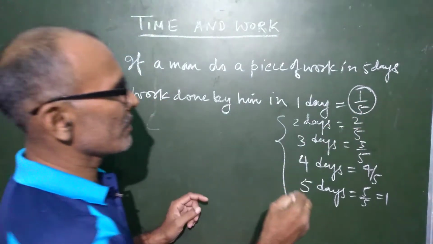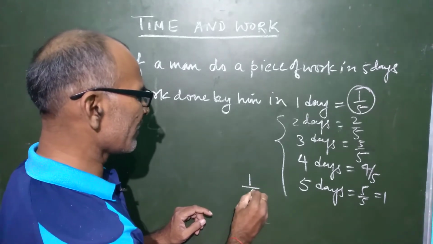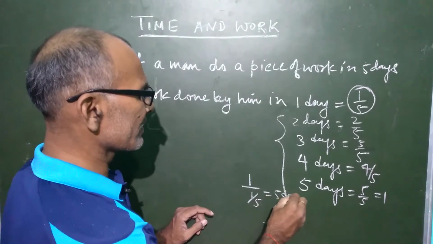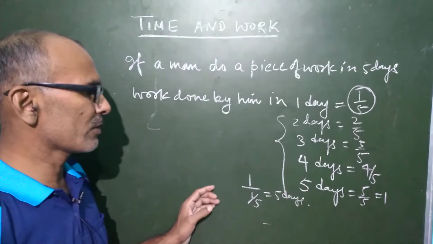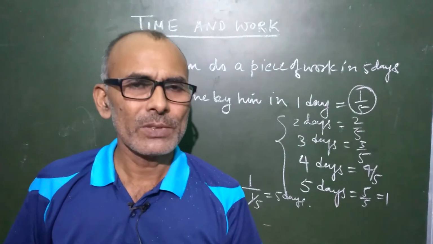So students, it will be what? Opposite of 1 by 5 means 1 divided by 1 by 5. You have to take the reciprocal of 1 by 5, then 5 days. So this thing you have to keep in your mind. If you want, you may also note it down. Next part I am going to explain.